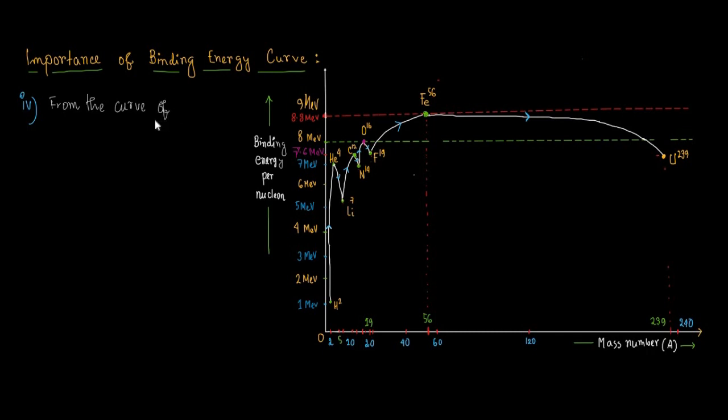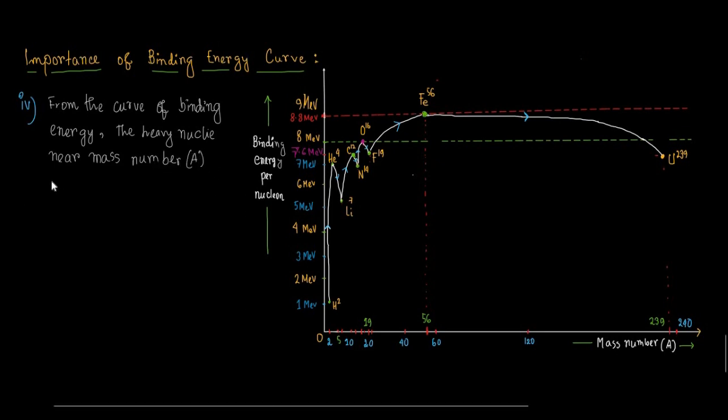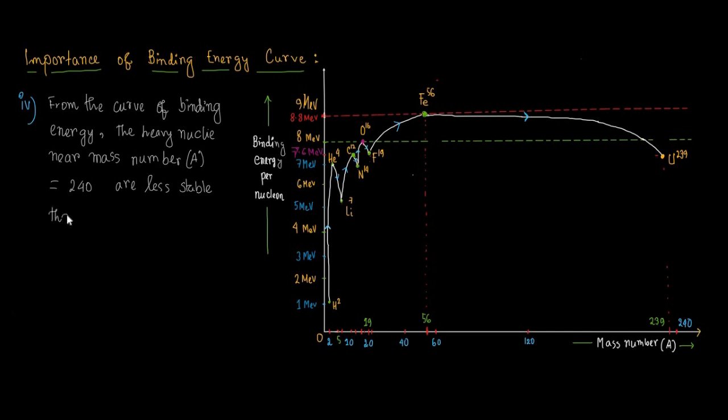From the curve of binding energy, we can say that the heavy nuclei near mass number A equal to 240 are less stable than the nuclei near mass number A equals 60.